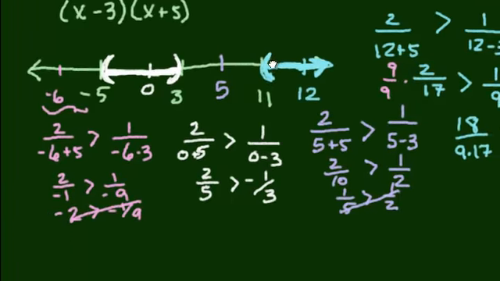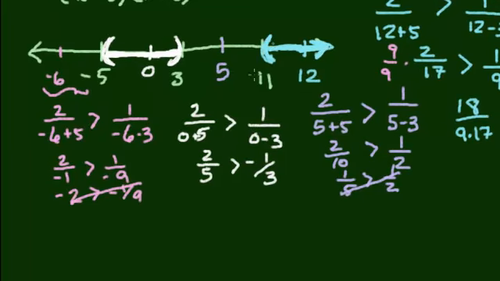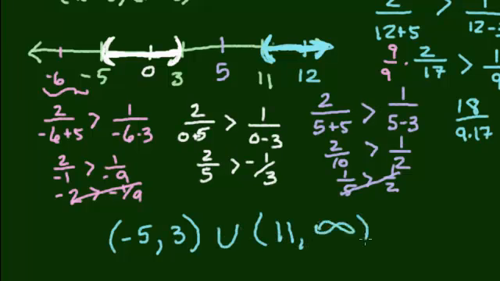Now, I will need to move this up so that I can put this in interval notation and write down my final answer. My final answer looks like negative 5 to 3, union with 11 on to infinity. And there's my final answer for this one. And yeah, it's messy and involves a lot of work, a lot of test points. Just remember, you find the boundary points and then you test in between each section to see which one works.